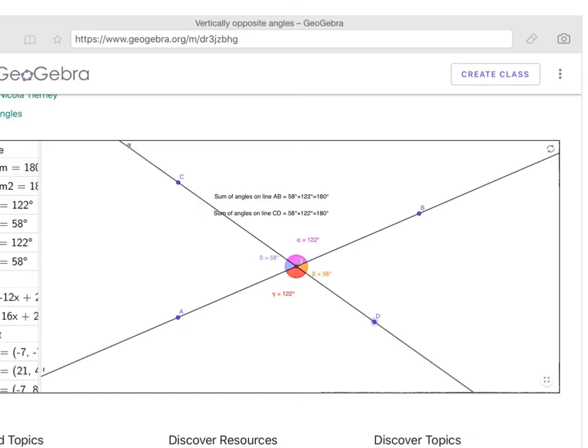Even if the angles are horizontally opposite each other, we refer to them as vertically opposite. As always, follow the link in the browser if you would like to have a go yourself.